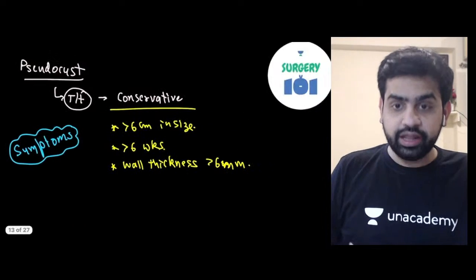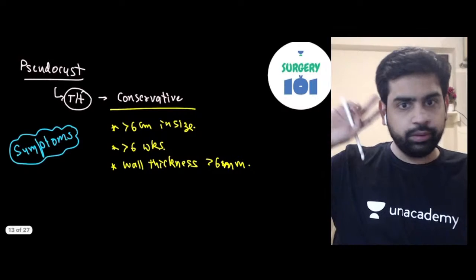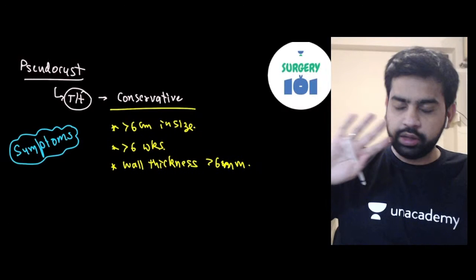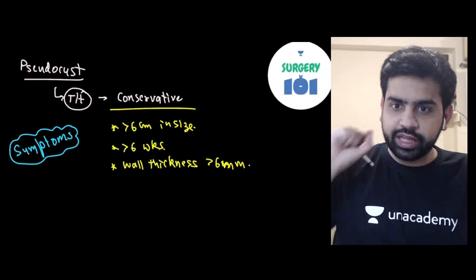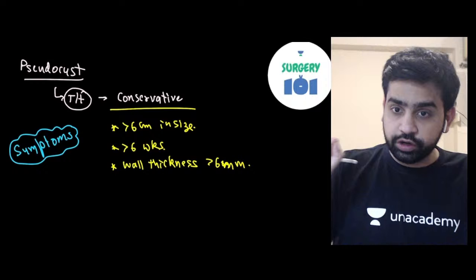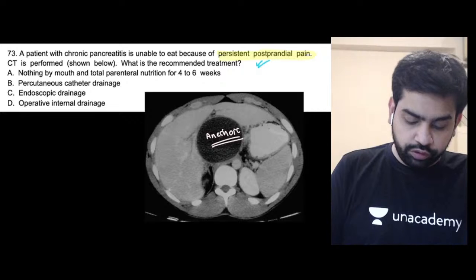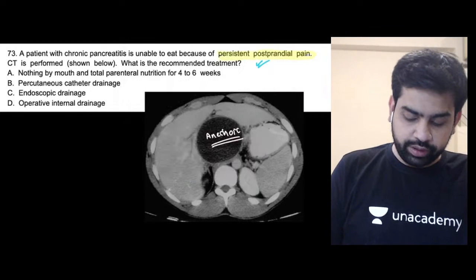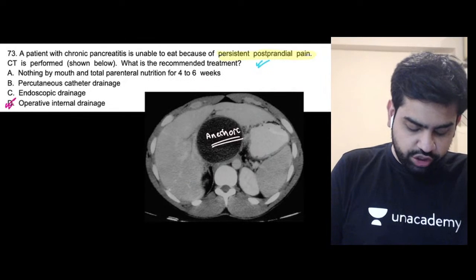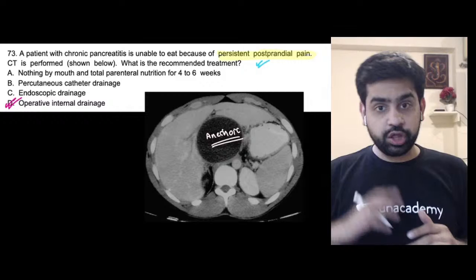Please understand, it's all fine, more than 6 centimeters, more than 6 weeks, all that is fine. But the main or the key feature to be considered is the symptoms. If the patient is symptomatic, you definitely have to go in for the management. And here, we all know that we have to go in for an open internal drainage. We cannot go in for an external drainage until and unless the patient is having an infected pseudocyst.